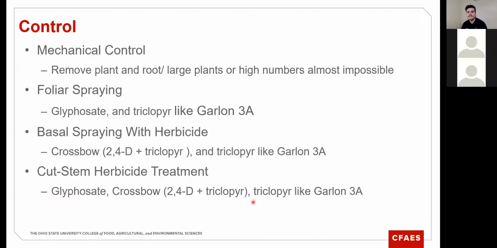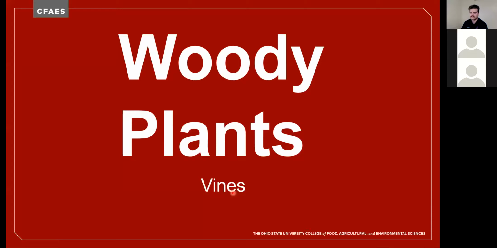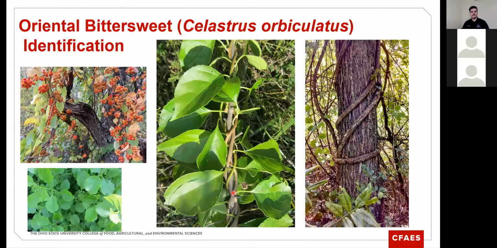Glyphosate, Crossbow, and triclopyr are all recommended for controlling this invasive as well. The vines: Oriental bittersweet. I ran into some of this during deer season this year. I need to go back this spring and take care of it. You think at first maybe that's a grapevine, but it's the berries hanging from it that really give it away.